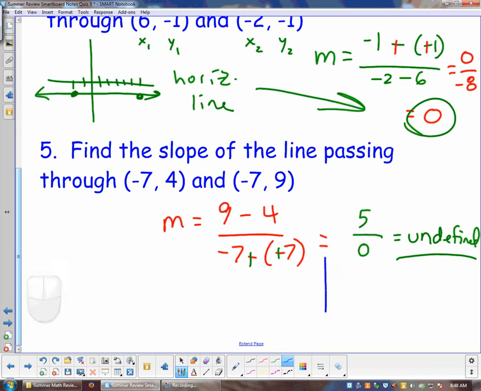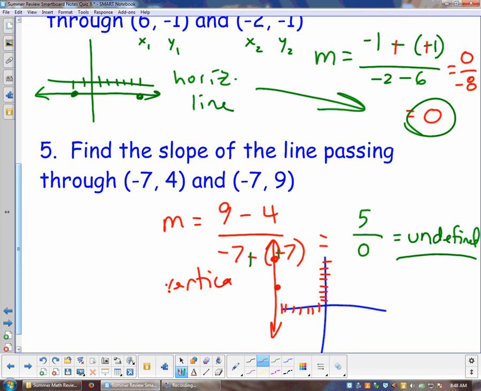Over here, with these 2 points, we said the slope is undefined, and that's because if we plot these 2 points, -7, 4 would be about here, and -7, 9 would be about here, and they would be on a vertical line. All right, vertical line. All right.